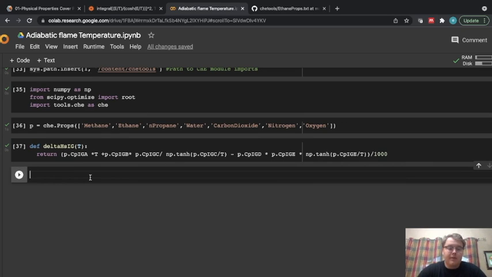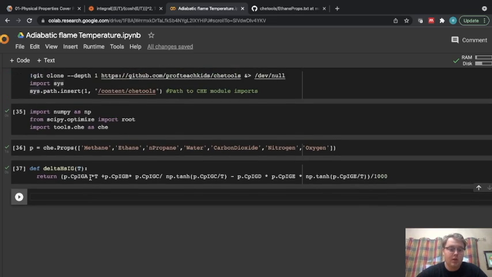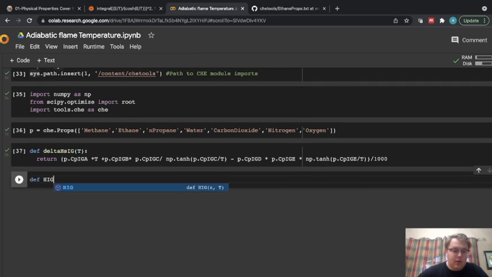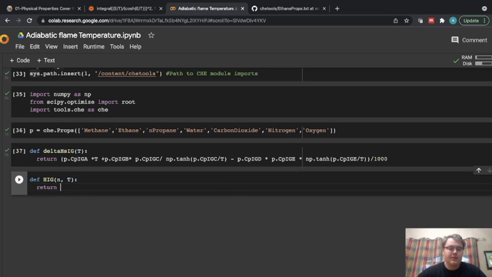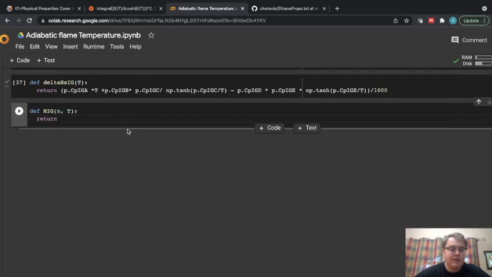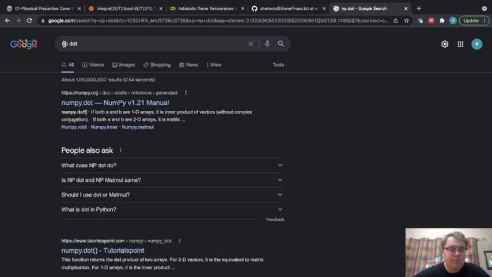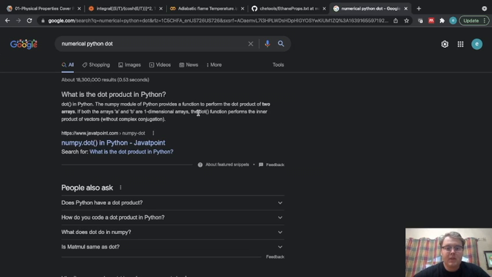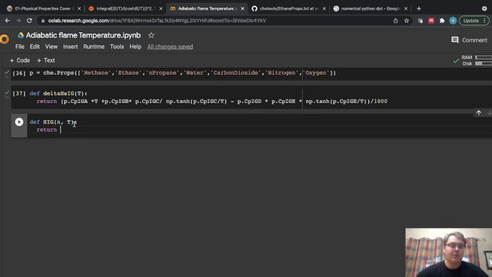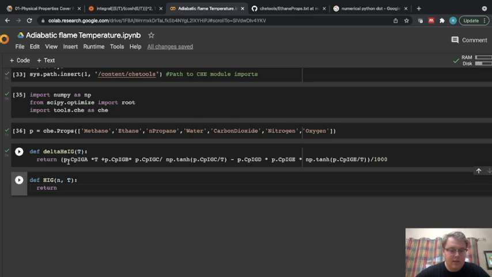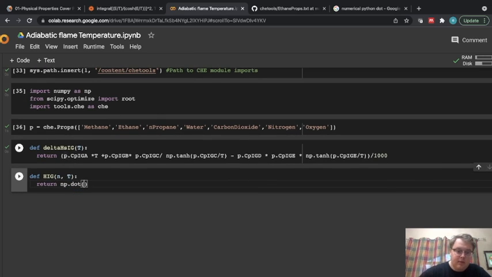The next step, now that I've defined the equation 107, is now I want to define the enthalpy of the ideal gas in terms of number of moles as well as temperature. So I'm going to define enthalpy of the ideal gas for N comma T. I'll return that. And here's where I'm going to use a numerical Python function called dot. So if I look that up, np dot, numerical Python dot, it'll explain to us what that is. So dot in Python is a function used to perform the dot product of two arrays. They're two different dimensional arrays that I'm going to be taking, so number of moles and temperature.